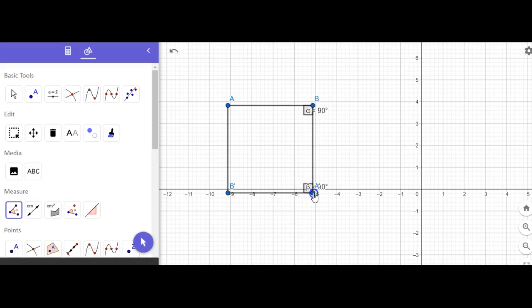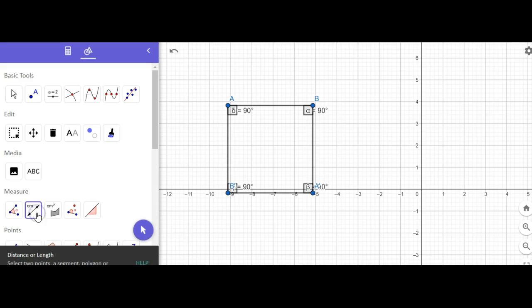Let's see if I can measure this angle. Should also be 90, which it is. And then this angle is also 90. Right? And there's those marks that show that these are right angles, right? So these two sides are perpendicular to each other.